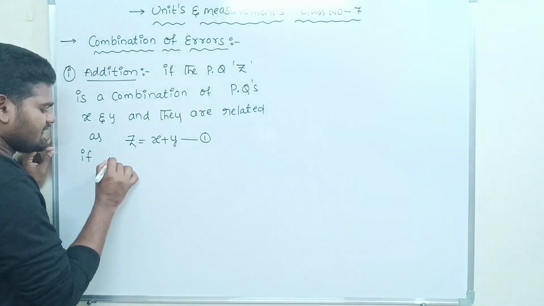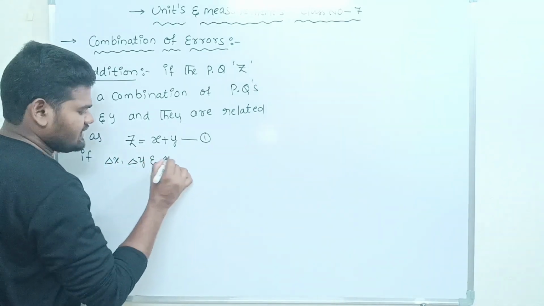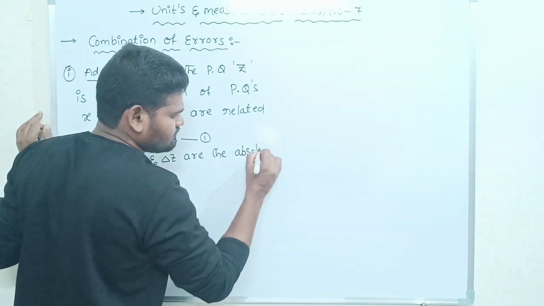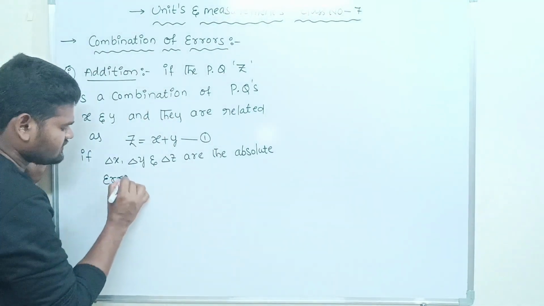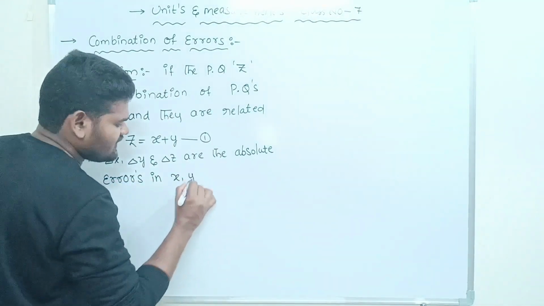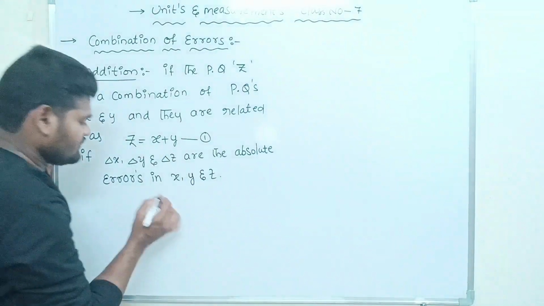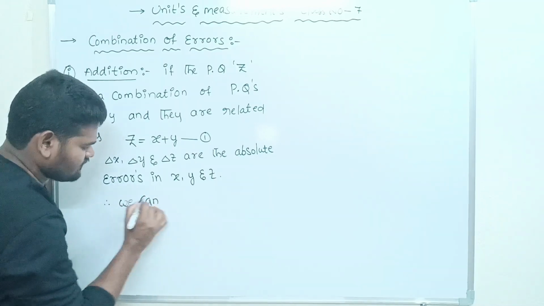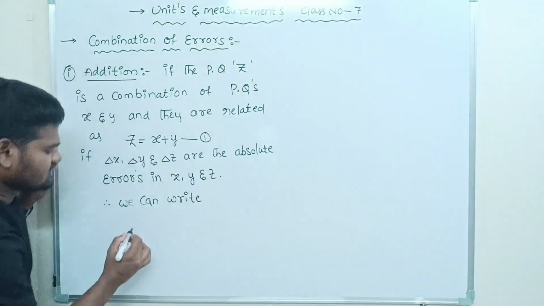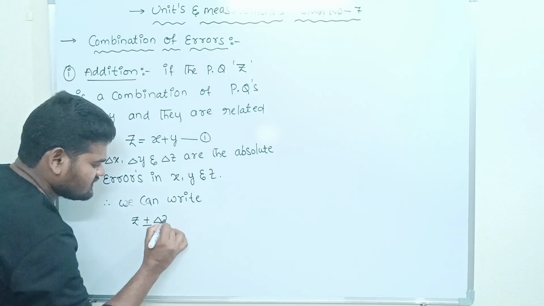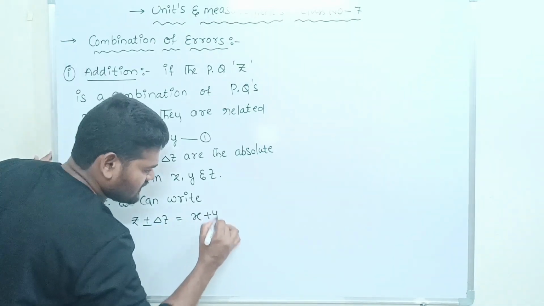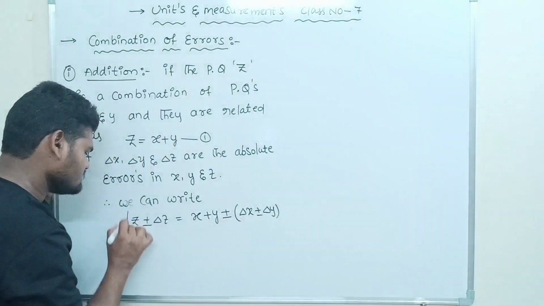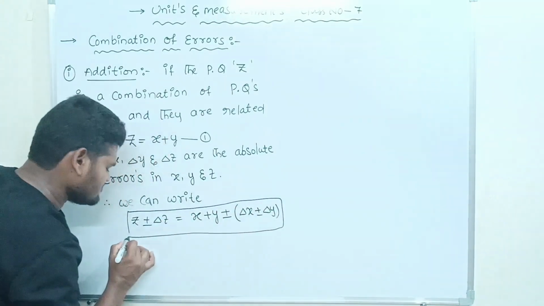If delta X, delta Y and delta Z are the absolute errors in X, Y and Z, then we can write the above equation as Z plus or minus delta Z is equal to X plus Y plus or minus delta X plus or minus delta Y. So this is called a combination of errors in case of addition.